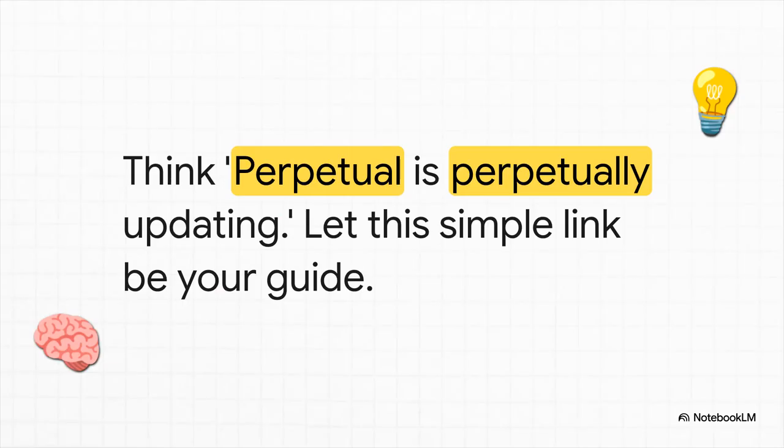And here it is, the one thing I want you to walk away with. If you can just burn this simple phrase into your memory, perpetual is perpetually updating, you can figure out everything else. Seriously. If you know that perpetual is always updating, then you know periodic has to be the opposite. It only updates periodically. If perpetual always knows the inventory balance, periodic must not. Let that one little phrase be your guide. Remember it, and you'll be able to nail any question they throw at you on this topic.